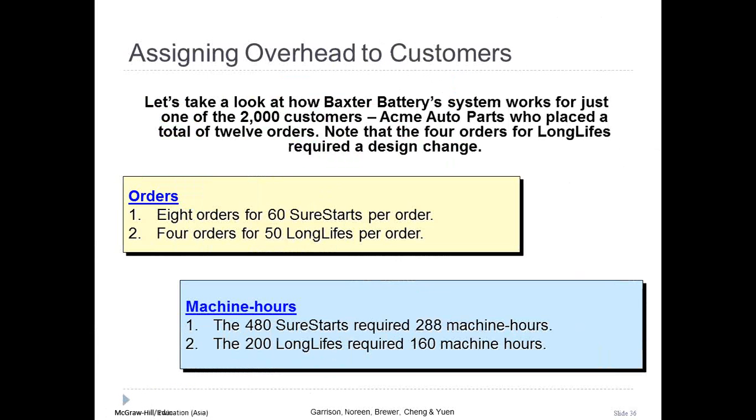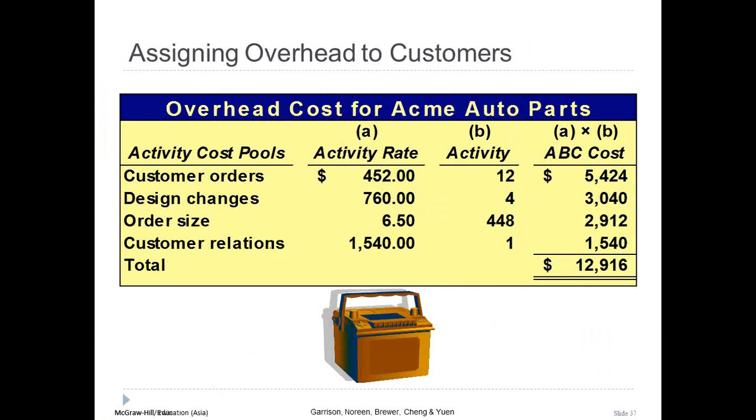Let's look at another one. Acme Auto Parts placed 12 orders. 8 orders were for 60 Sure Starts each, and 4 orders were for 50 Long Lives each. The 480 Sure Starts required 288 machine hours, and 200 Long Lives required 160 machine hours. The total overhead cost of $12,916 assigned to Acme Auto Parts is shown here.